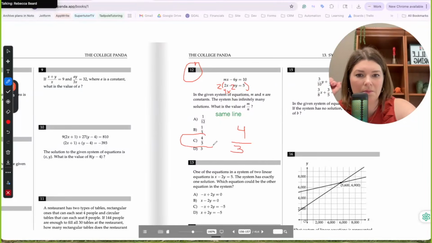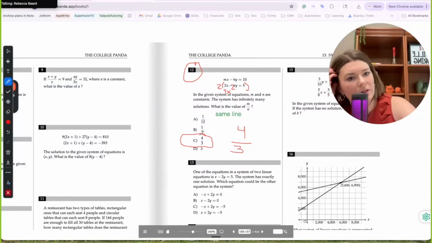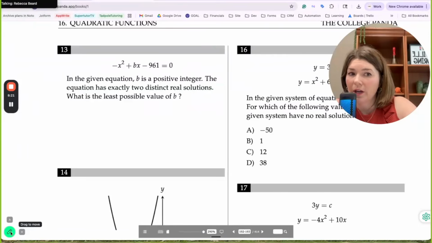These ones come up a good bit and they look harder than they actually are. Okay, so on our fourth problem, which is going to be number 13, this is one I whine about all the time because honestly, I don't like discriminants, but this is a discriminant problem.